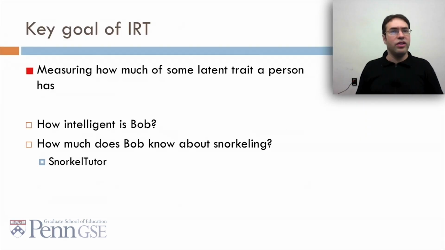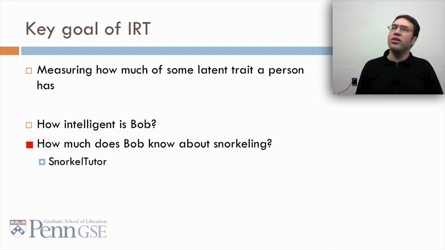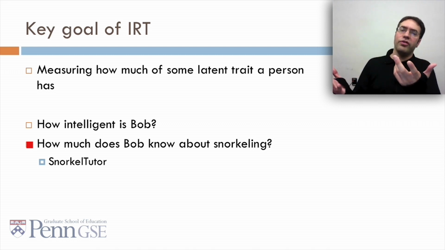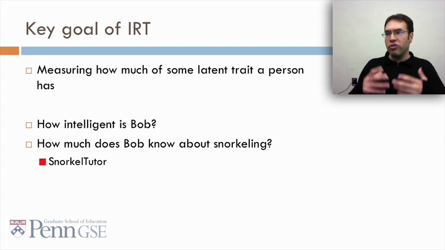The key goal of IRT is different than the key goal of BKT or PFA. It's to measure how much of some latent trait or general domain a person has. So instead of saying, can Bob do 2 plus 5, it says, how smart is Bob? Instead of saying, does Bob know this specific skill about snorkeling, it says, how much does Bob know about snorkeling in general? You may wonder about my snorkeling example. You should probably check out Snorkel Tutor, which is available in your snorkeling app store.